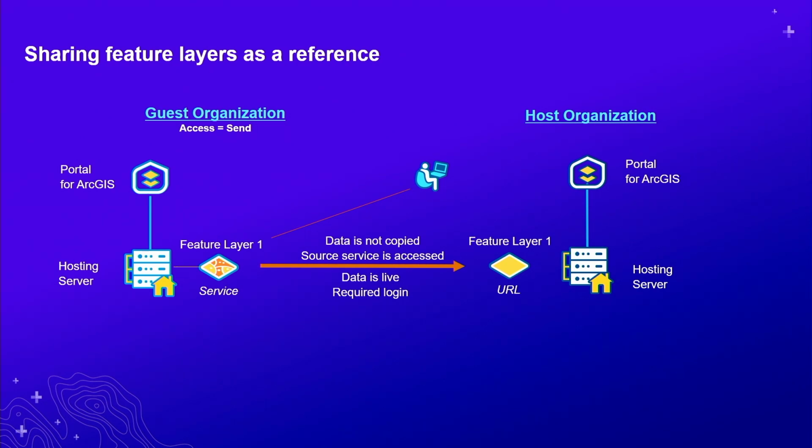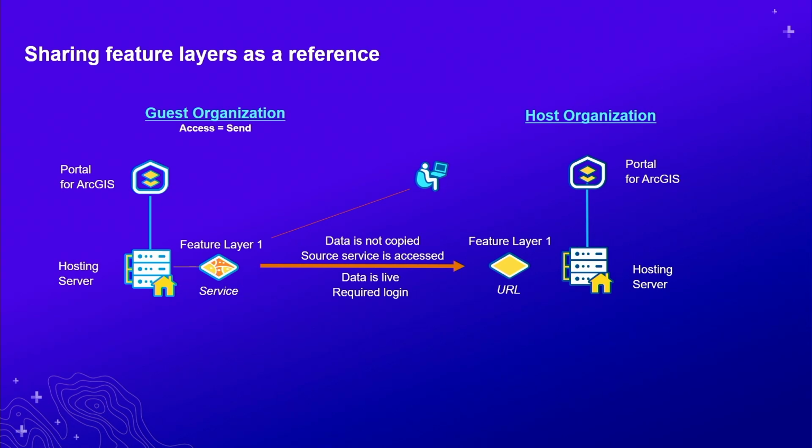Because they've configured the workspace to share feature layers as a reference, the data is not copied to the collaboration. Instead, the source service URL is shared as an item to the collaboration and received by the host organization. The host organization will see an item in their organization referencing the feature layer service URL in the guest organization.